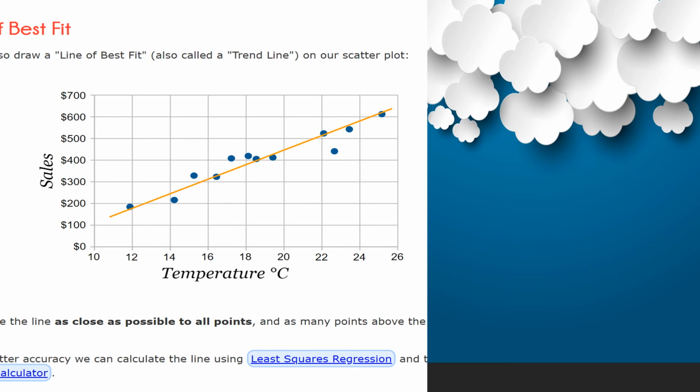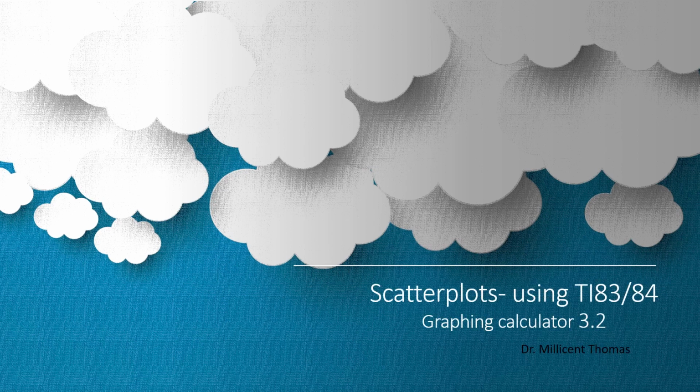So using our graphing calculator, we were able to get the line of best fit, the least square regression line for the data whatever we had. That is for the data for temperature and sales. Entering that under L1 and L2, we were able to get a line of best fit for the whole data. So this video helped us to understand how to draw the scatter plot and how to get the line of best fit or the regression line using our graphing calculator TI-83 and 84.